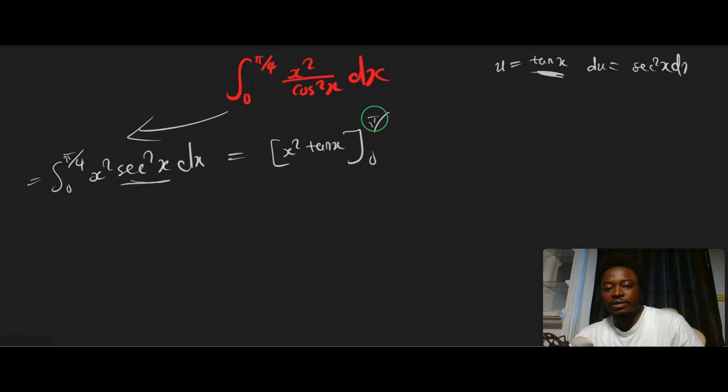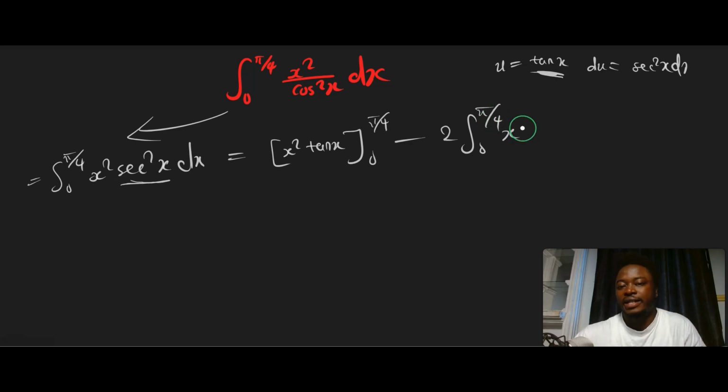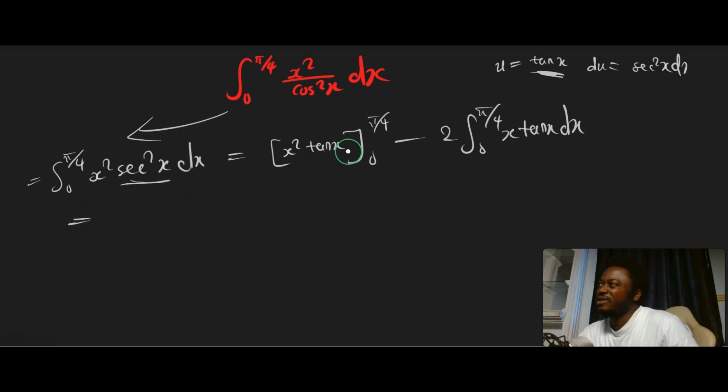Remember, the reason we are doing this is because when you take the derivative of tan, you get secant squared, and you subtract. Then here, when you do subtraction, you need to take the derivative of x squared, which is going to be 2x, so twice the integral from 0 to pi over 4 of x times tan of x dx. And then we evaluate the boundary term. If you put in pi over 4, tan pi over 4 will be 1, so this will be pi squared over 16. So you have a pi squared over 16 minus twice the integral from 0 to pi over 4.